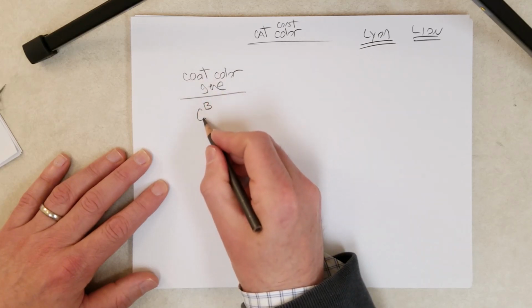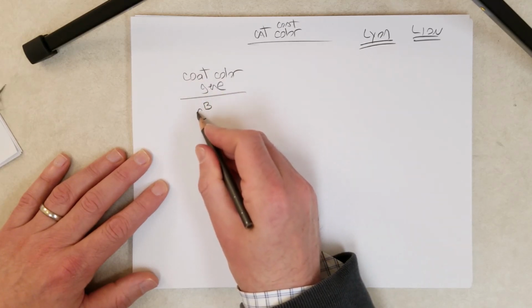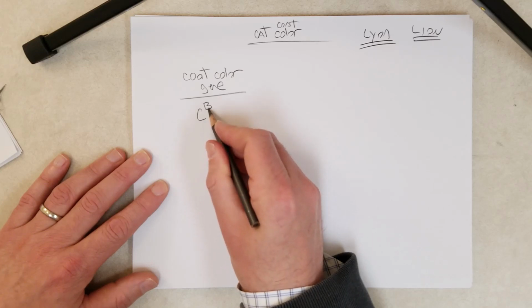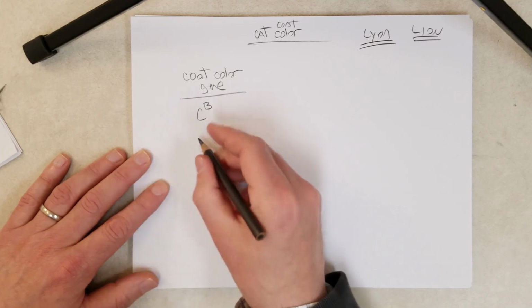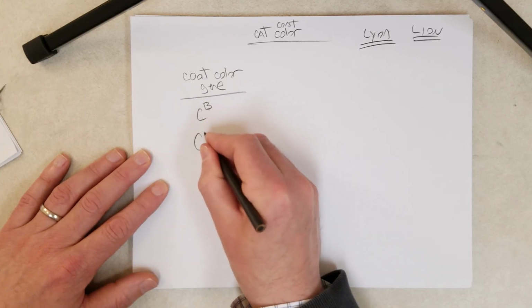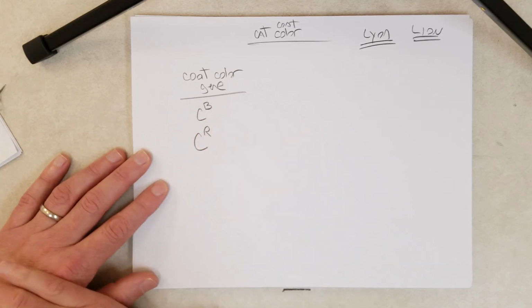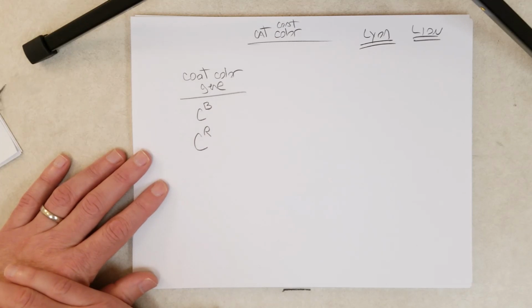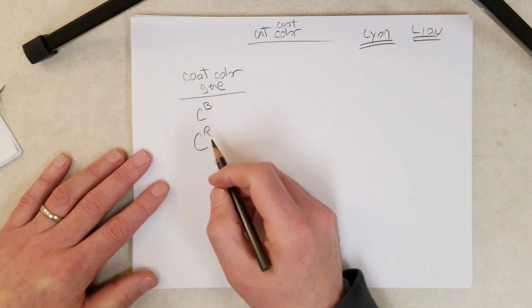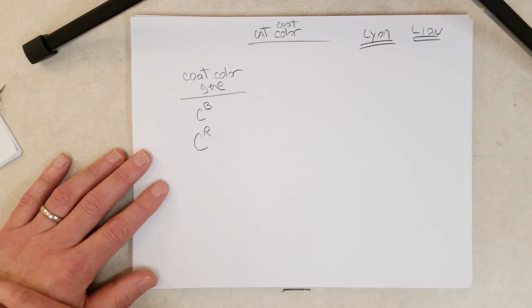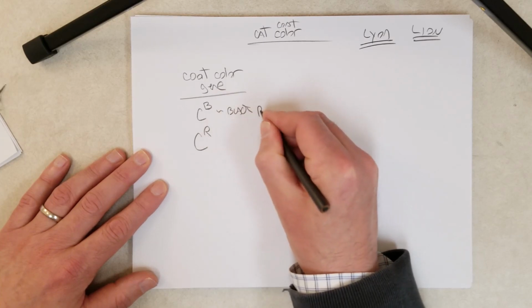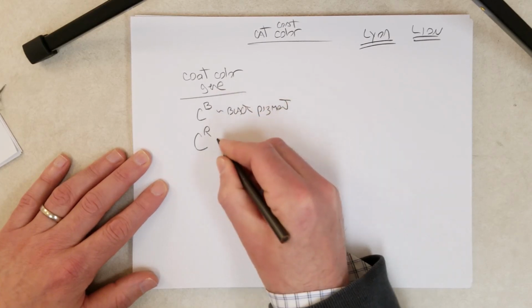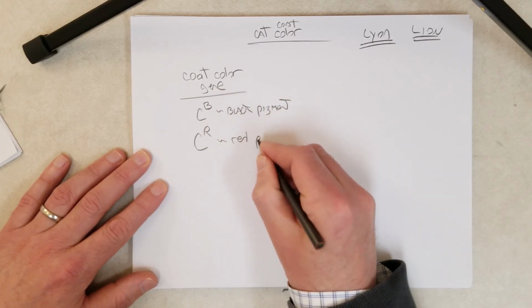And we can say one allele is C for coat color, so the gene is named C, and the CB allele, let's say this allele is for black coat color. And this CR is for red coat color. And red is more of an orange, right? It's more of an orangish red. So this allele is for making black pigment. This one is for making red pigment.